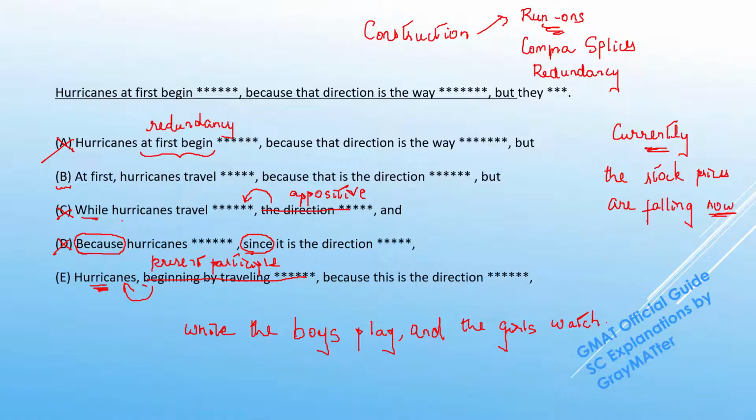So if I say hurricanes began or begin or hurricanes travel, then I would have a main verb. But then what is immediately present after the comma? The word because. So if you read around this modifier, all we have is hurricanes because this is the direction, which is absolutely invalid construction. So E goes off as well. This is also called a run-on construction. All right. So this leaves us with the right answer choice B for Bravo, because there's nothing wrong with the construction as well as the meaning.